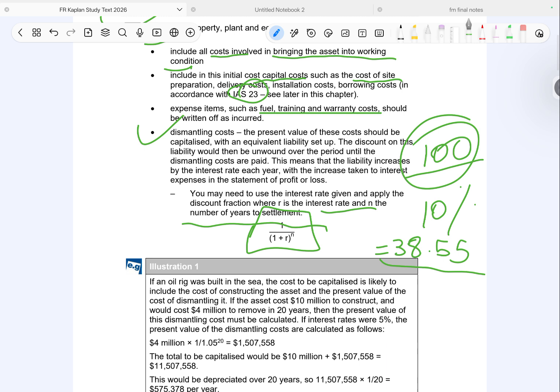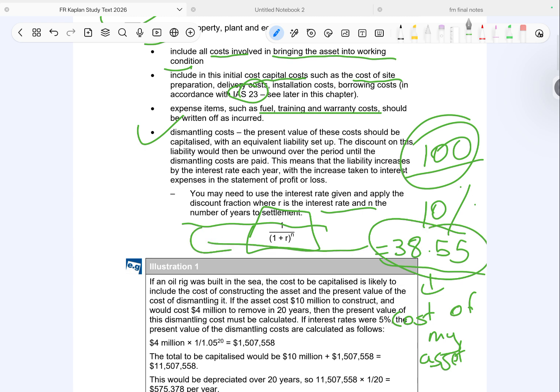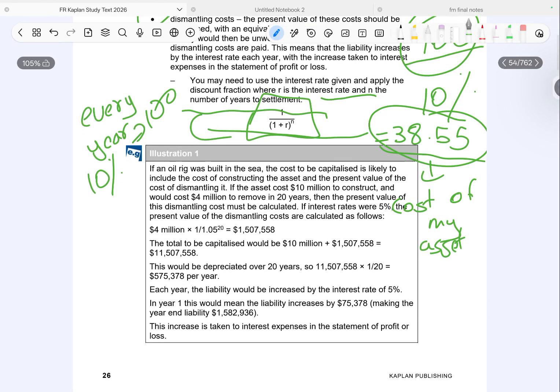Now I am going to include this 38.55 as the cost of my asset. And I'll create the liability of this 38.55, and every year I will increase it by 10%. So after 10 years this becomes 100. So I'll include this 38.55 as an asset and as a liability. Now let's look at this example, which I hope will clear some things out for you guys.